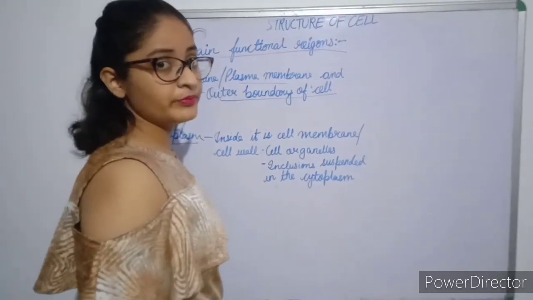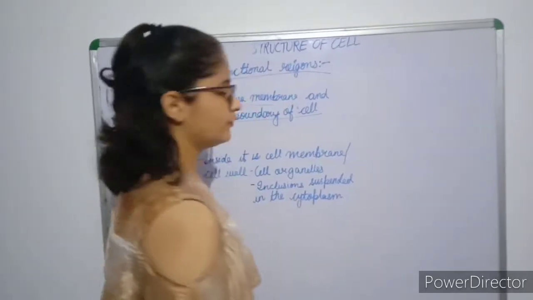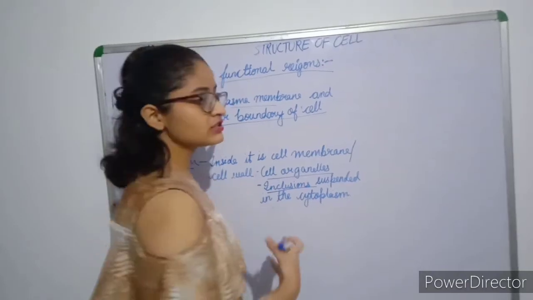Inside the plasma membrane is the cytoplasm, in which the cell organelles and the inclusions are suspended.